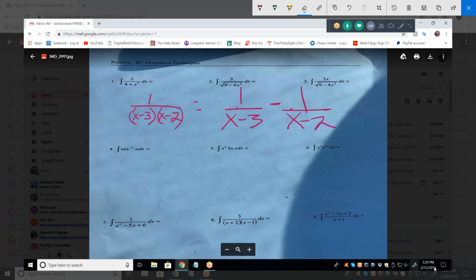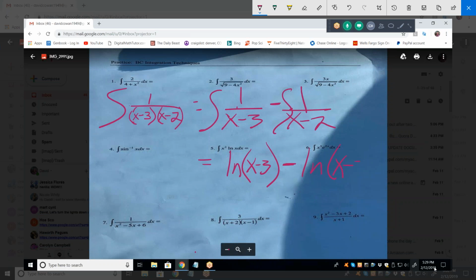Okay. And now we put our integral sign back in, and the integral of that is equal to the integral of that minus the integral of that. Right. So what's the integral of 1 over x minus 3? Ln x minus 3. Minus what? Ln x minus 2 plus c.